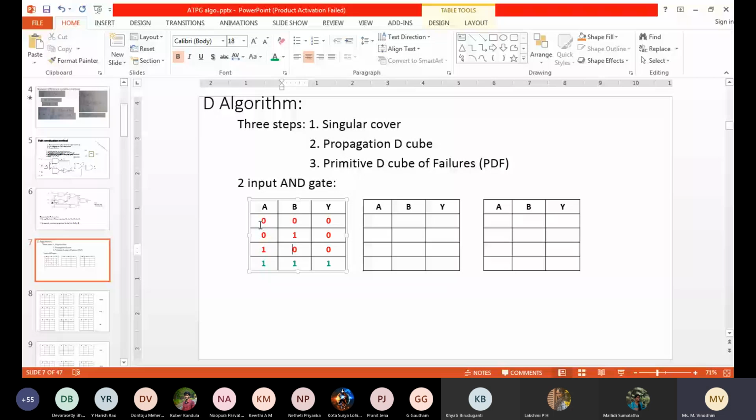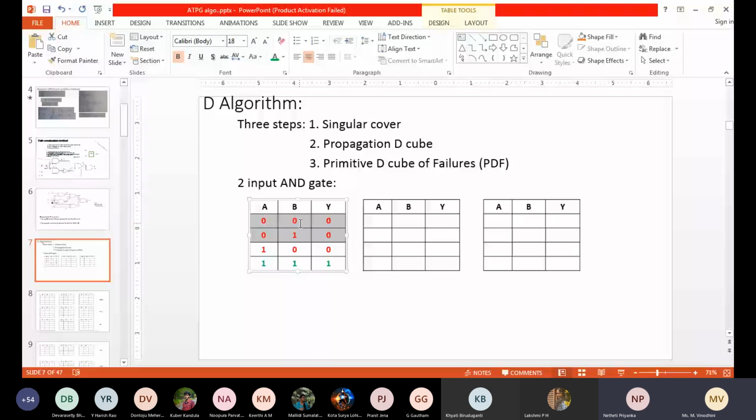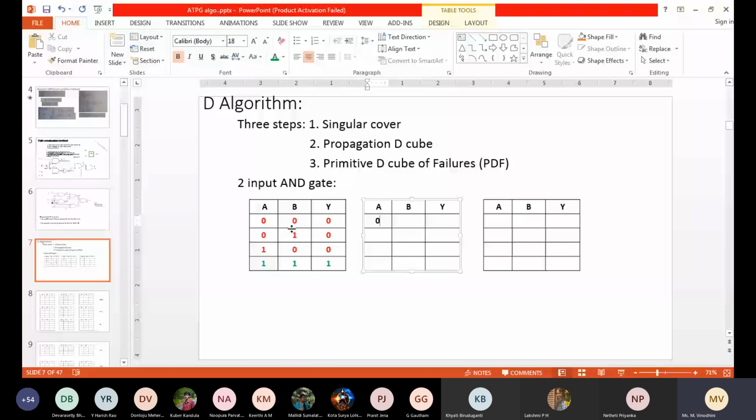First, A, both are 0. Next, 0, 1. Here both are 0. A, B, Y. How many variables are differing? Only one variable is differing, that is B. So I can consider this. When I consider these 2, I will write here 0, and 0, 1 is varying for B. So I will write X, and next is 0.